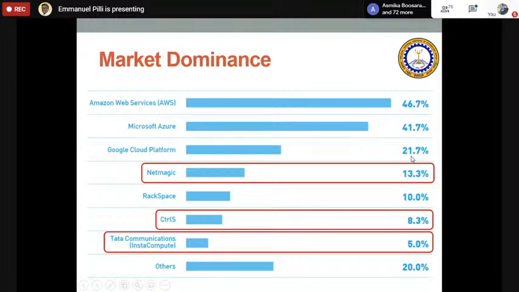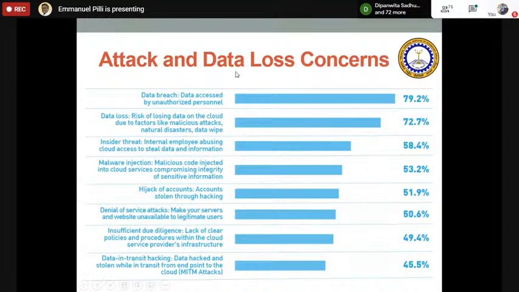And of course, at least we are proud because in other sense, we look at cloud companies or cloud software. These are all cloud software which have a huge presence in India, but they are not made in India. And as you look at the attack and data loss concerns also, these are all security issues, primarily data breach, data loss, insider threat, malware injection. We will look at some of these attacks. So these are the major 2 attacks that we look at: data breach and data loss, right?